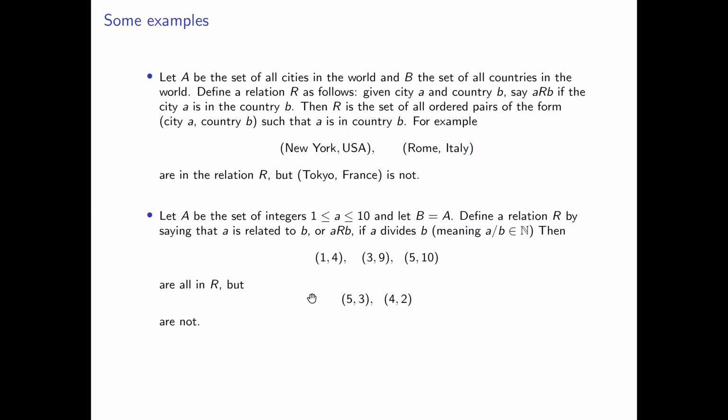However, if I look at these two ordered pairs, say 5, 3, and 4, 2, these are not in the relation, right? Because if I look at 5 divided by 3, well, that's a fraction. That's not a whole number, because 3 does not divide evenly into 5.